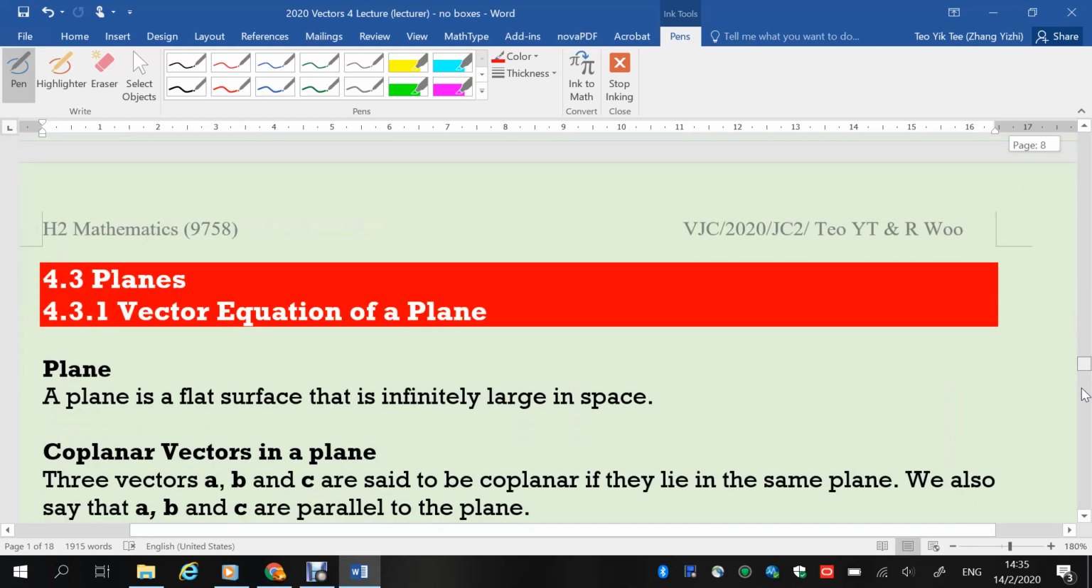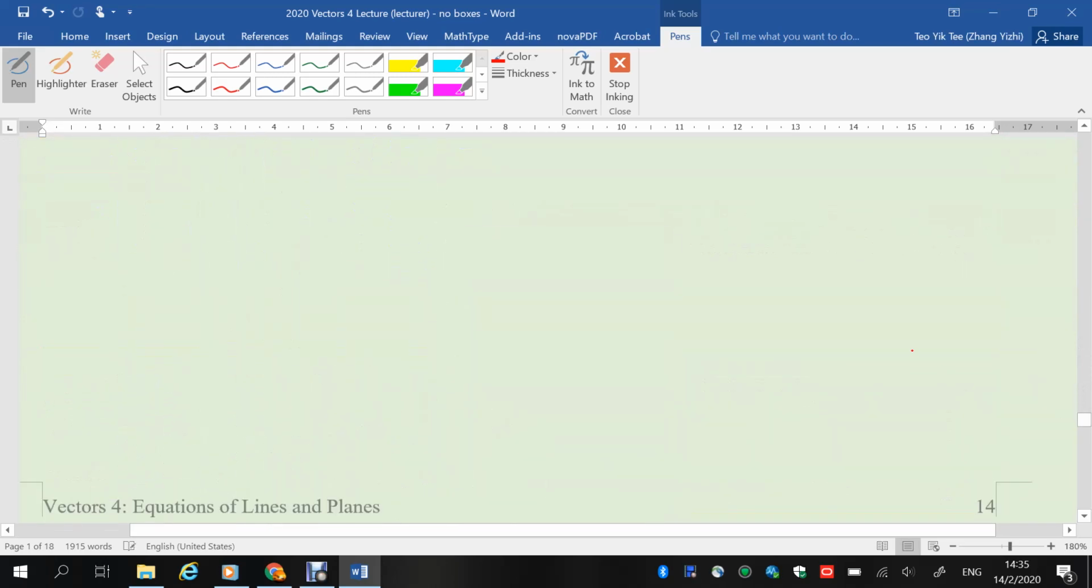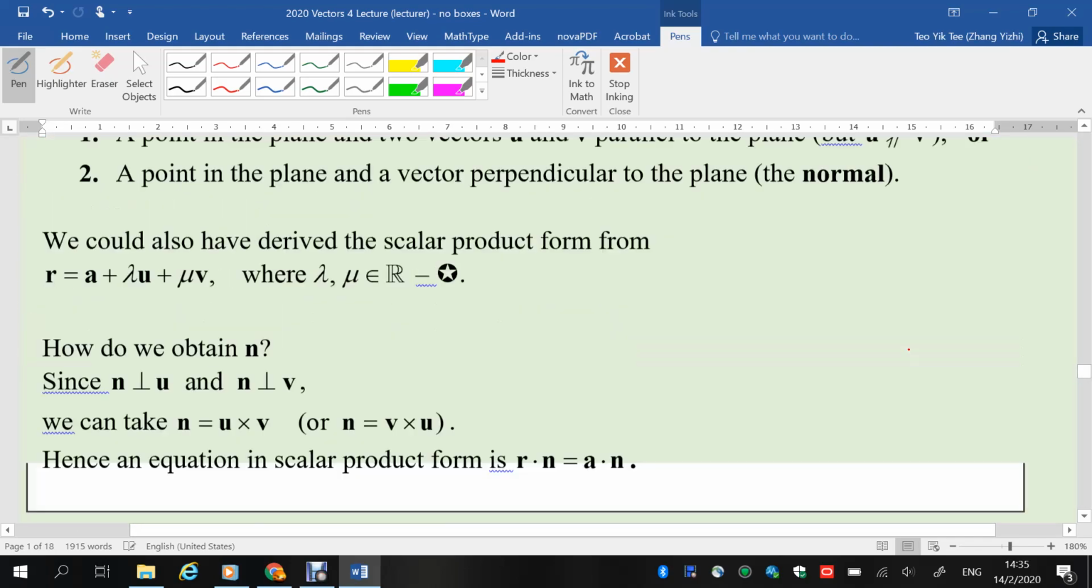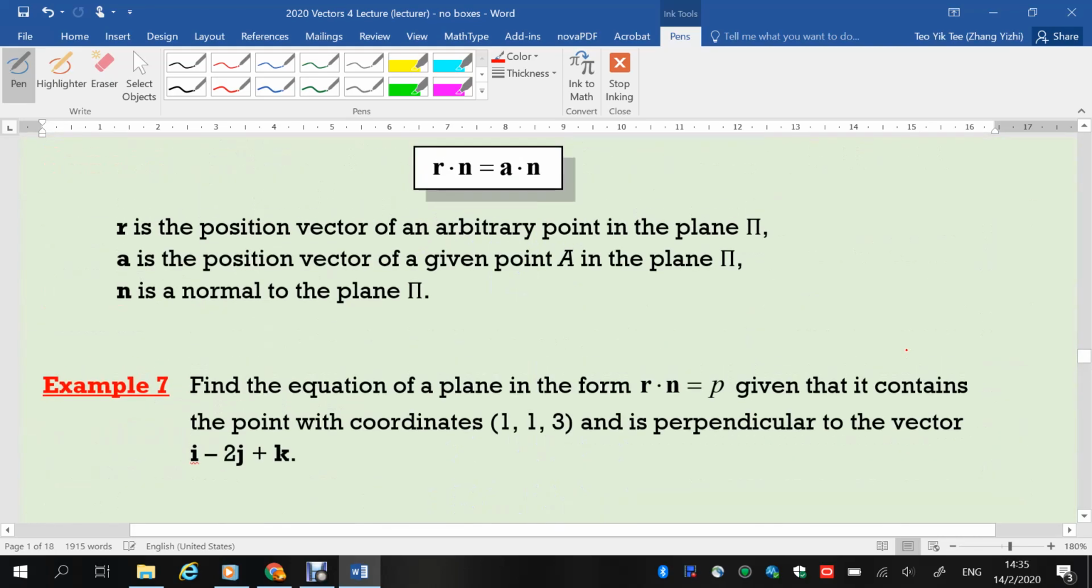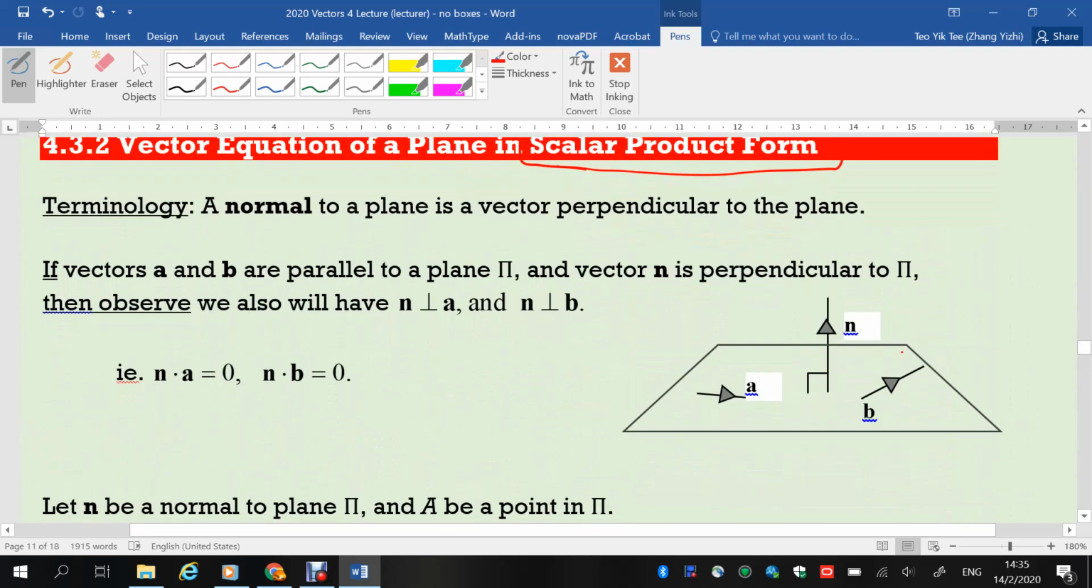Okay, so to run you through how we actually generate the R dot n equation of the plane, we need to go through a few concepts. The first concept that I want you to go through right now will be the dot product. So focus on this diagram right here. This is the diagram I want you to focus on.